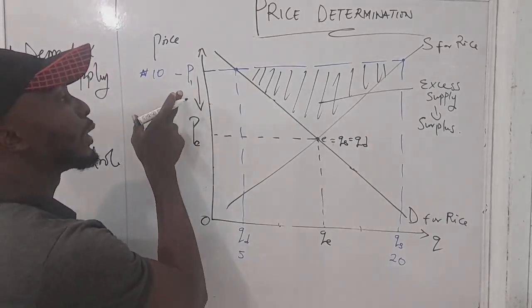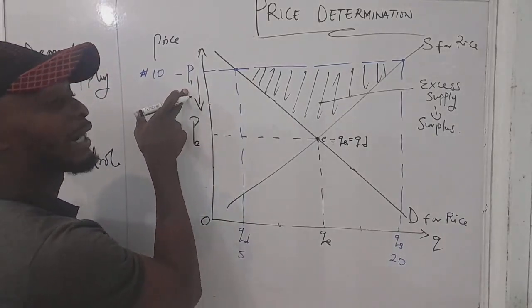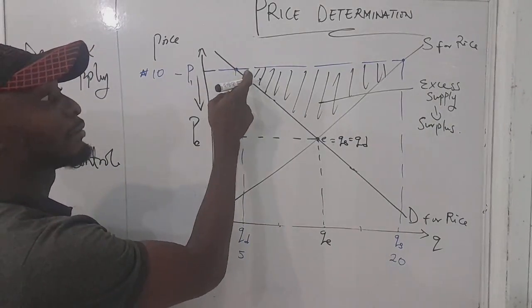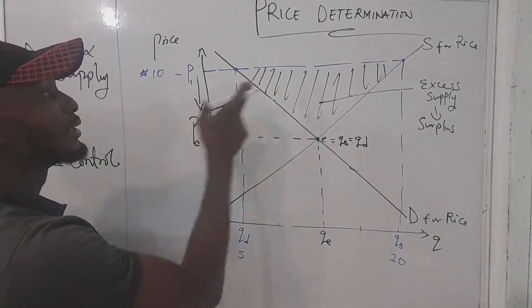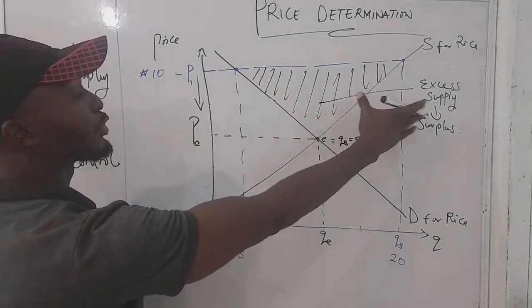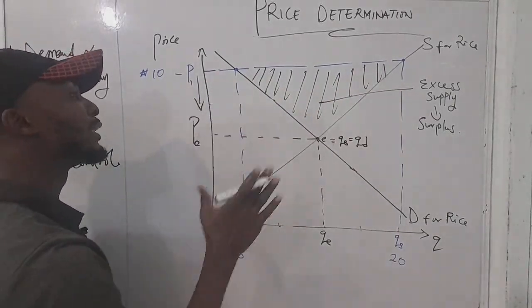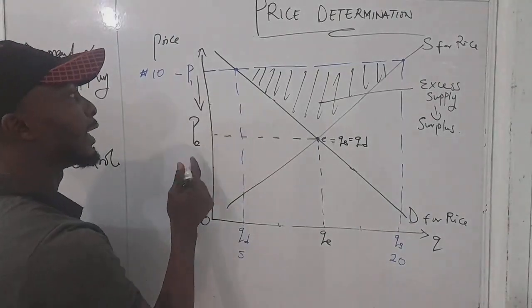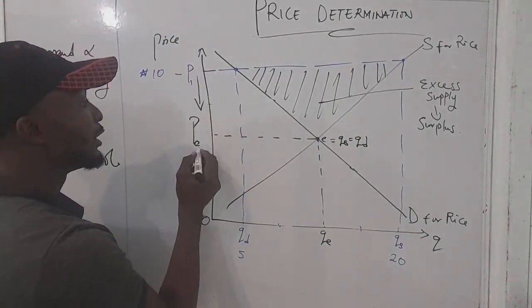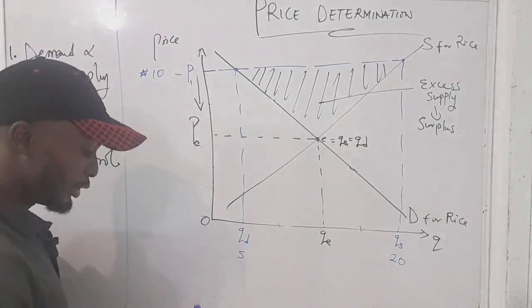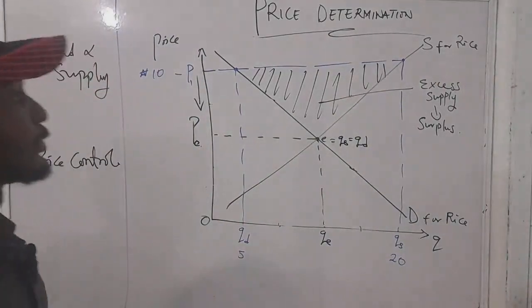And that is why the price of the product starts falling from a very high price where the supply of that product is very high. The surplus in the market puts a kind of pressure on the price, and then the price starts falling. And eventually the price gets back to the equilibrium price.